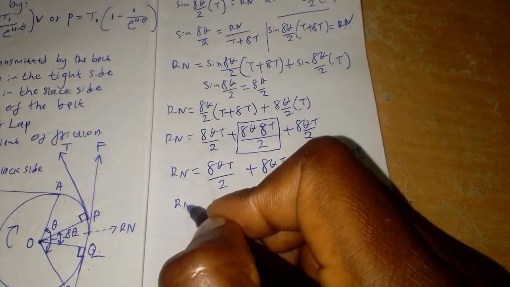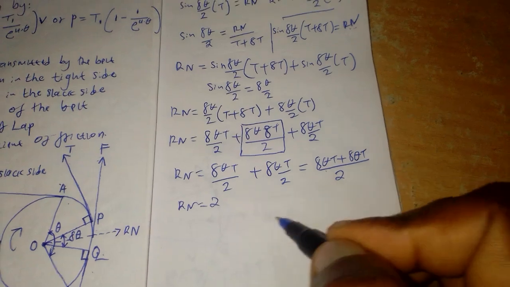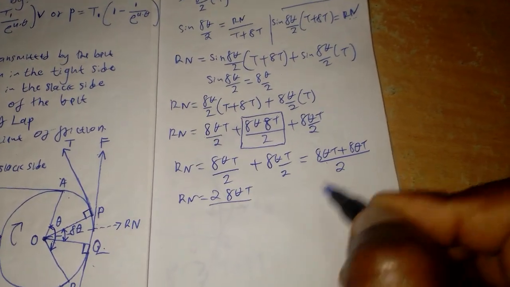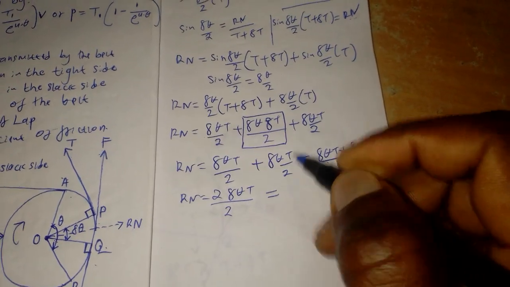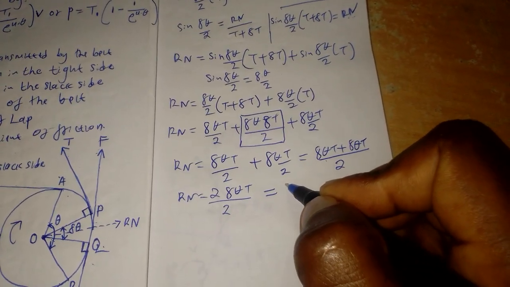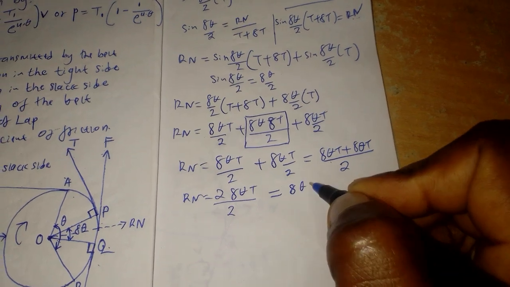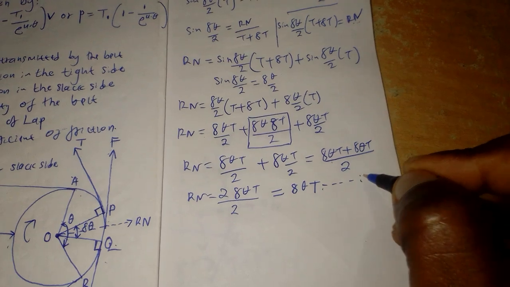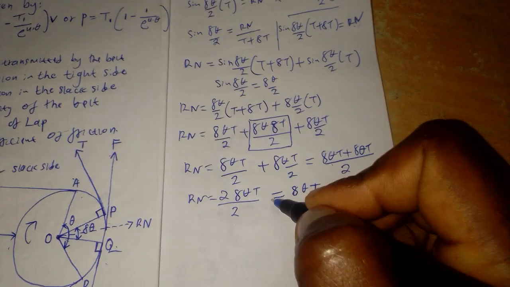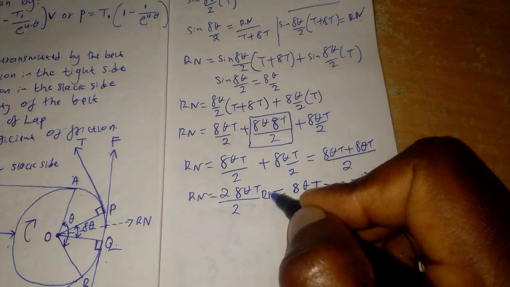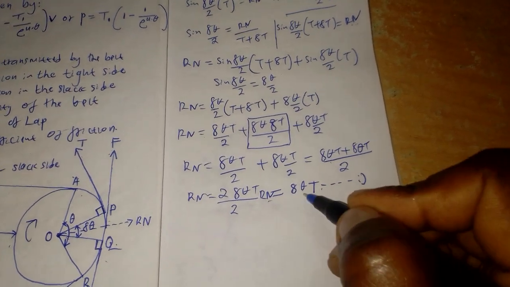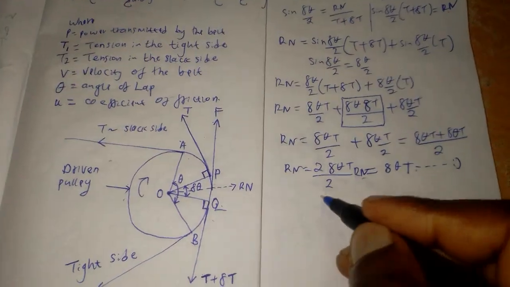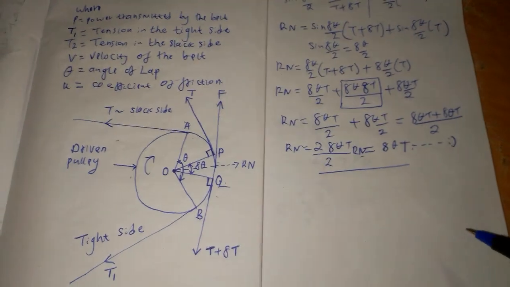Now our Rn becomes 2, because they are 2, alpha theta divided by 2, which is the same as alpha theta t. Now this is our equation 1. So this Rn is alpha theta t. This is our equation 1.